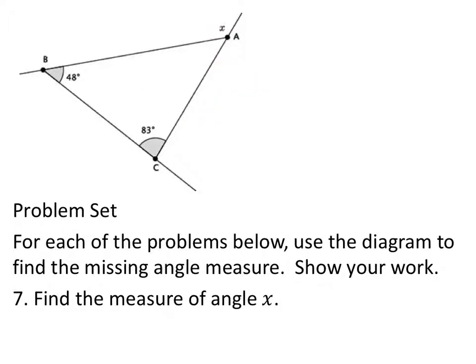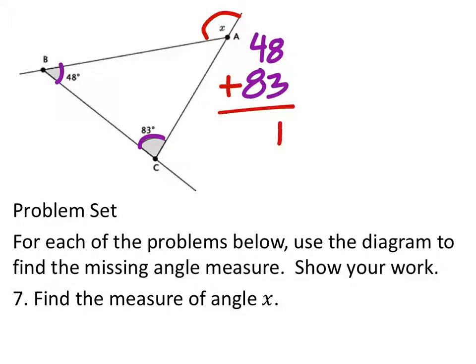Alright, same idea on this one. Here's our exterior angle. Here are our two remote interior angles at 48 degrees and 83 degrees. So when we add them, we get angle X. Add 1, carry the 1, 131 degrees.